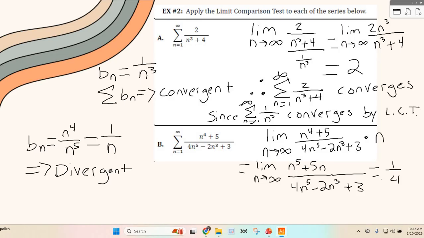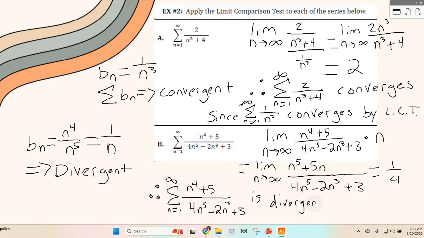Diverge, because my b sub n diverged. So, the sum from n to infinity of my original function, which usually, for some of these, writing out your conclusion statement is longer than some of your work, is divergent since the sum of 1/n diverges.